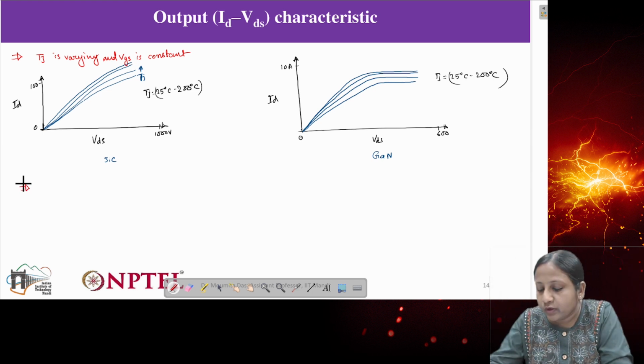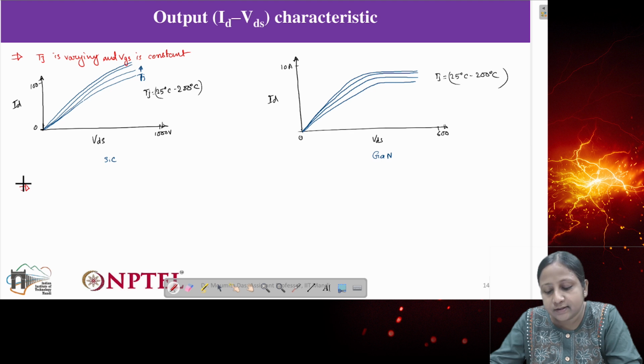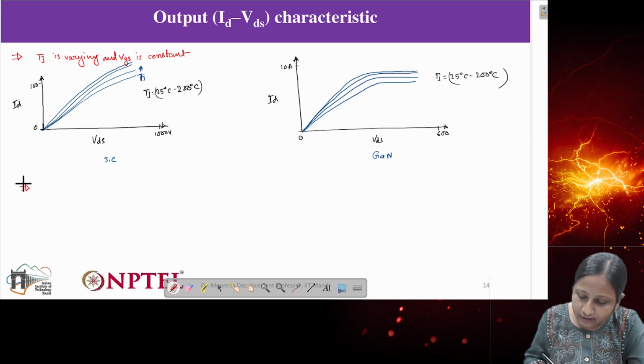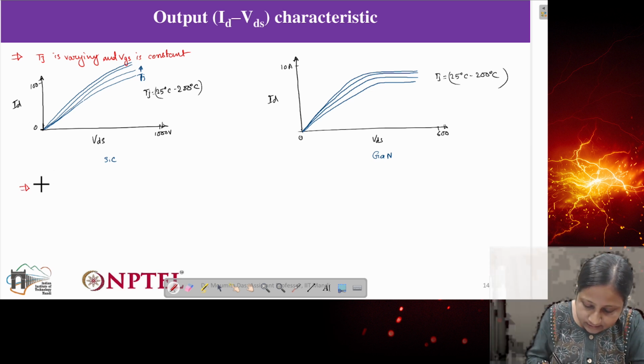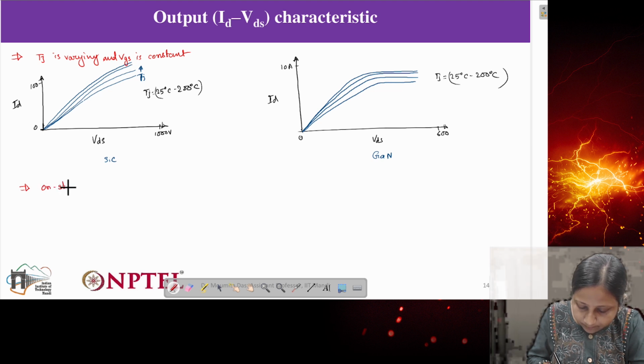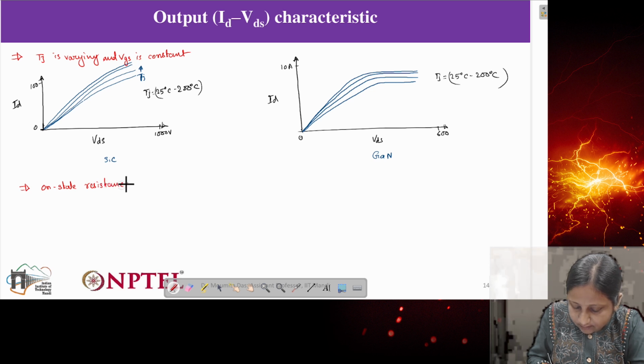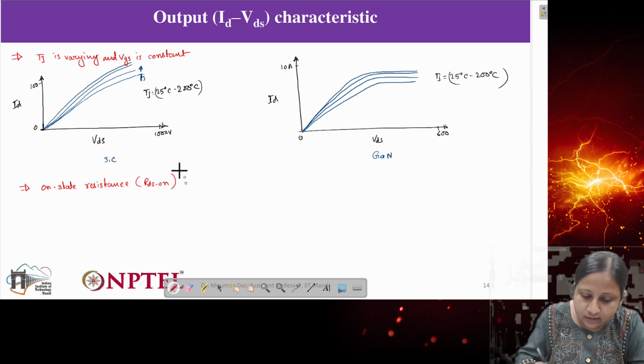Now we have the characteristics of the device, basically ID and VDS, with respect to different temperature and different gate to source voltage conditions. Now how do we find the on-state resistance? Because the on-state resistance will also come from this experiment, from these different parameters only. So if we try to find the on-state resistance, let's say RDS on, how can we get it?